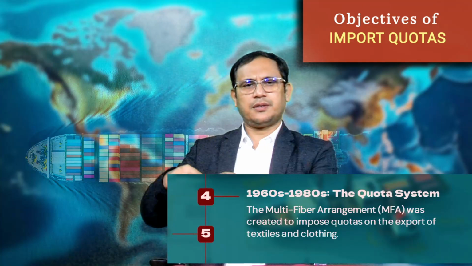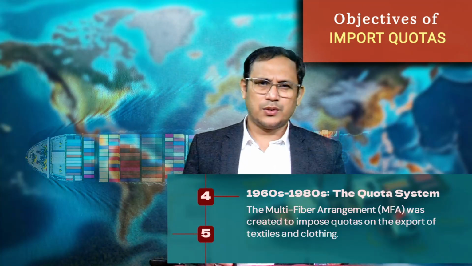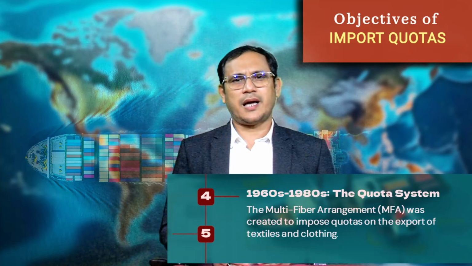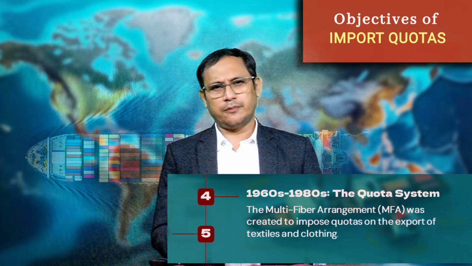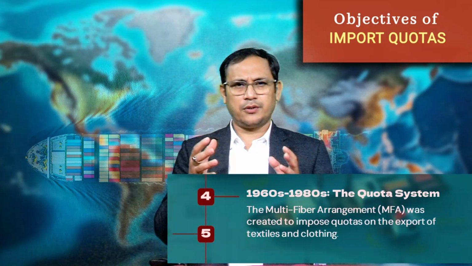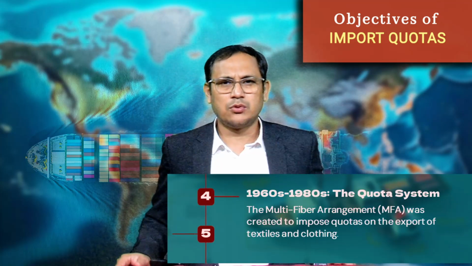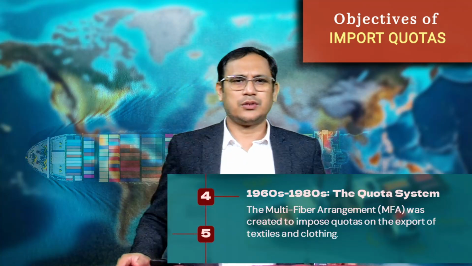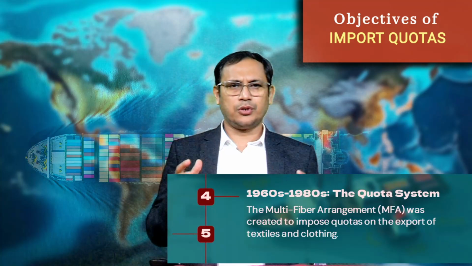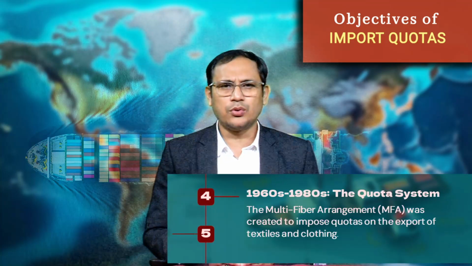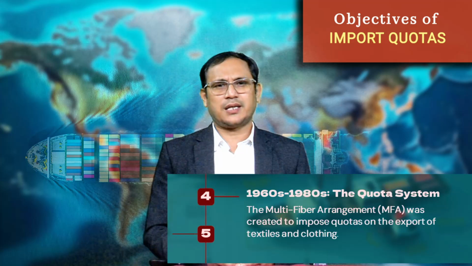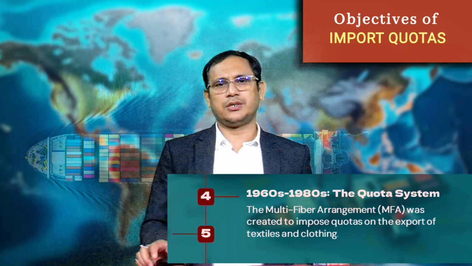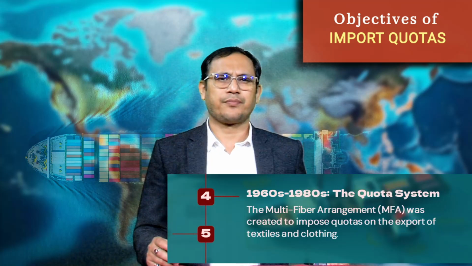If you see, during this period from the 1970s to 2005, it remained in place to protect the textile and clothing industry of the developed countries, which were flooded with cheap textile goods from developing countries such as China, India, and others. So that is why it was enforced between this period, and it was phased out under the Agreement on Textiles and Clothing, which is basically known as ATC, as part of the World Trade Organization reforms.